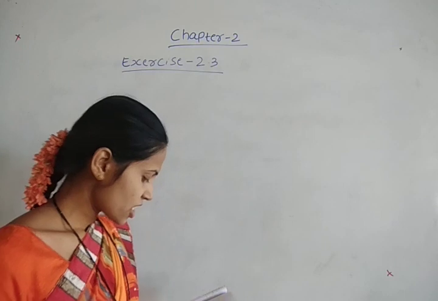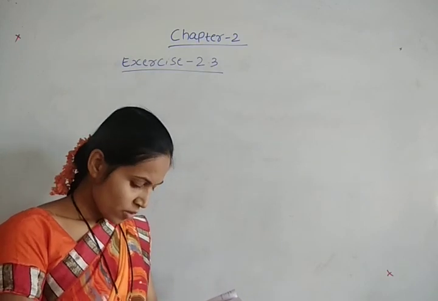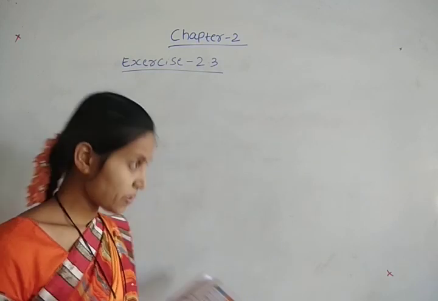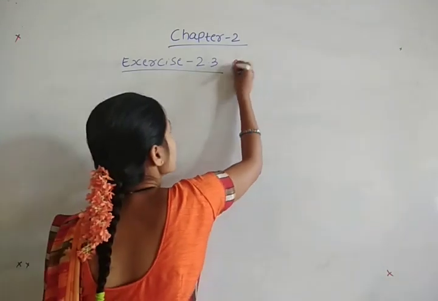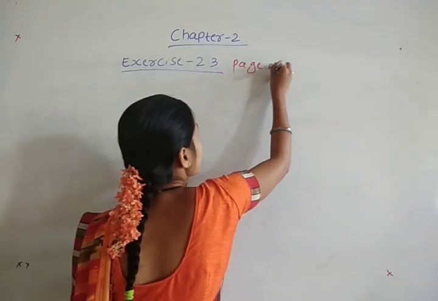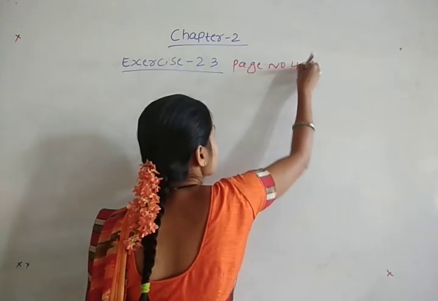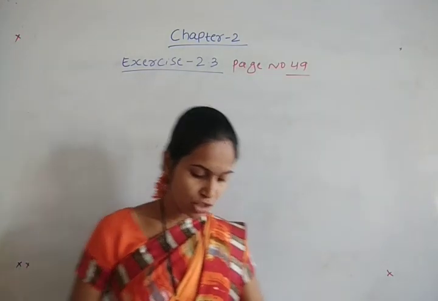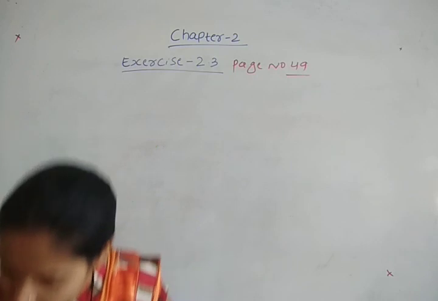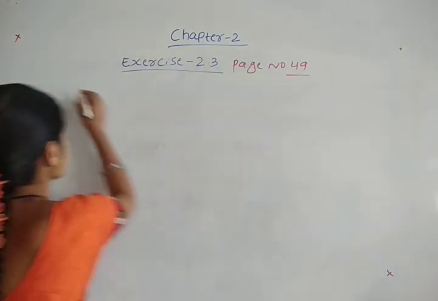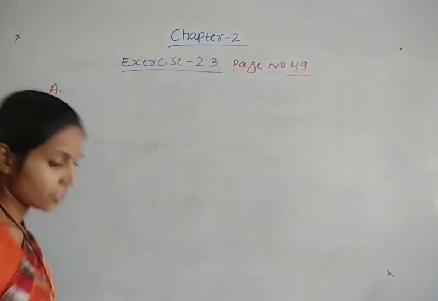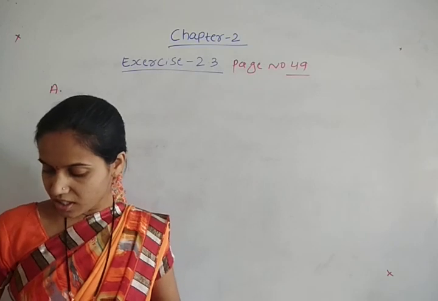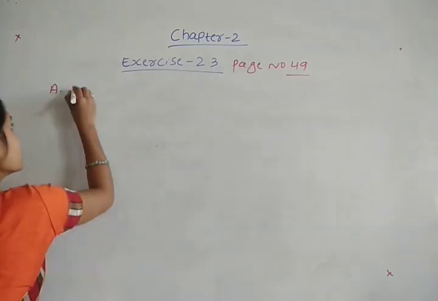Okay. So exercise number 2.3. Please open your textbook to page number 49. You have exercise number 2.3. Okay. Page number 49. All of you open your textbook and read the questions. Now I will write here the first one. A. Tick the correct answer.